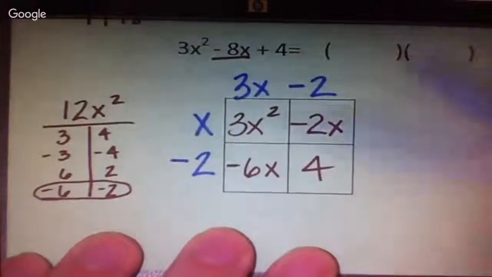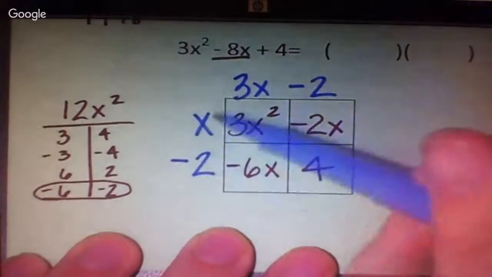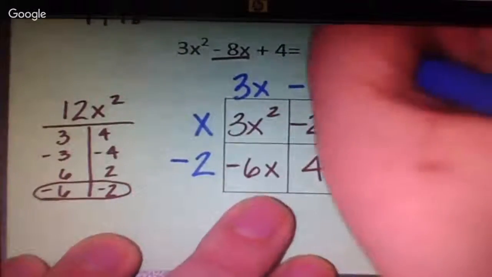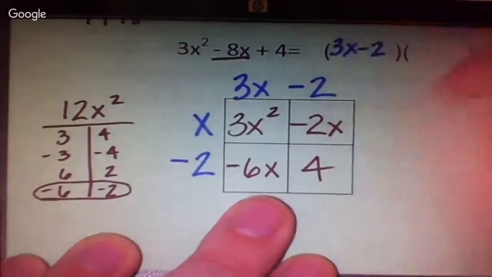With the left and the right, he just got all confused because I pulled them out on the left. It doesn't matter which side of the block. I could do it at the left and the bottom. So 3x minus 2 and x minus 2.